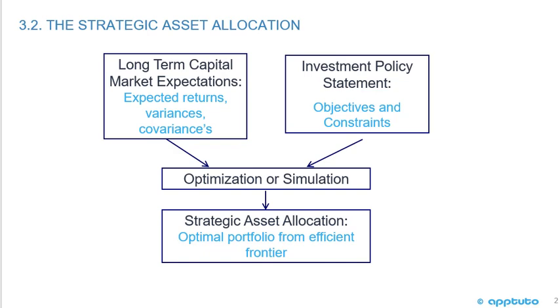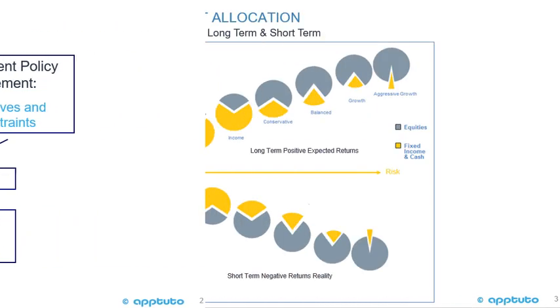On the left-hand side, we've got our long-term capital market expectations. That's the expected returns for different asset classes, the variances, which is risk, and the covariances and correlations. On the right-hand side, you've got the investment policy statement, which has the investor's objectives and constraints. Remember, those are risk and return objectives. And the constraints is LLTTU: liquidity, legal, tax, time, and unique circumstances. Now it sometimes goes into an optimization or simulation to come up with the strategic asset allocation.